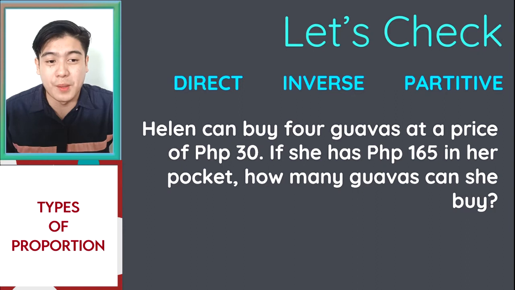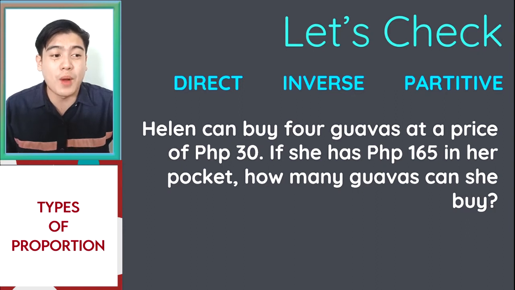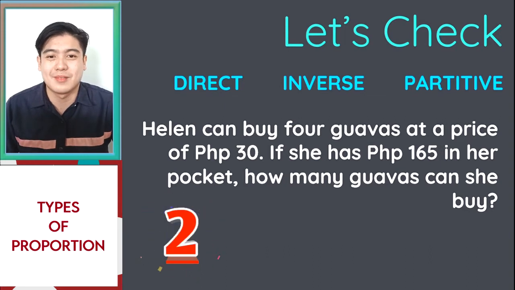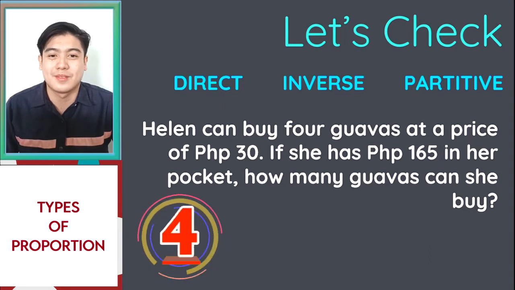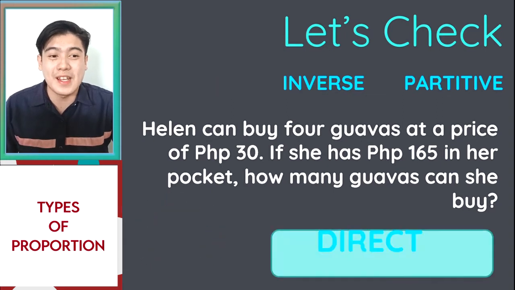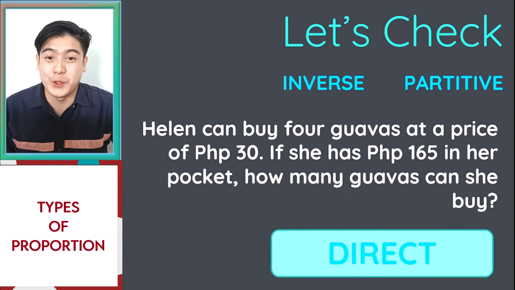Number 1 problem. Helen can buy 4 guavas at a price of 30 pesos. If she has 165 in her pocket, how many guavas can she buy? I will give you 5 seconds to think. Time starts now. So this problem is direct proportion.